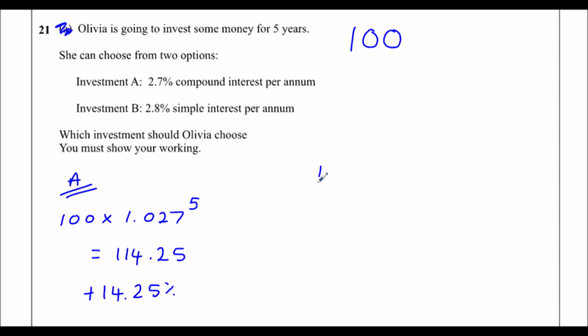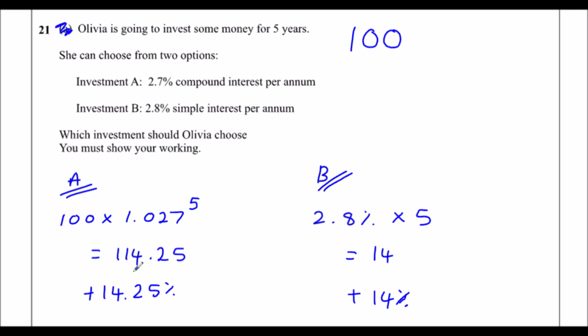Okay, how about investment B? So you get 2.8% simple interest per annum, which means you get 2.8%, that same amount, 5 times. So she's going to get 2.8% 5 times. So 2.8 times 5. And that's going to be, you can type it in the calculator, a 14% increase. So that would be £14 if you're thinking of it as pounds, or an increase of 14% if you're thinking of it as 100%.